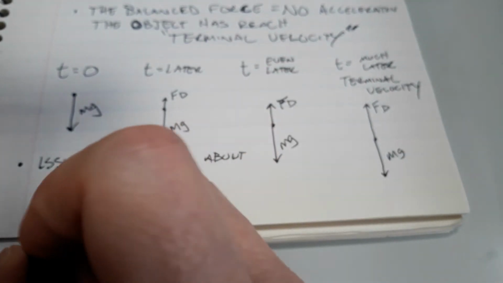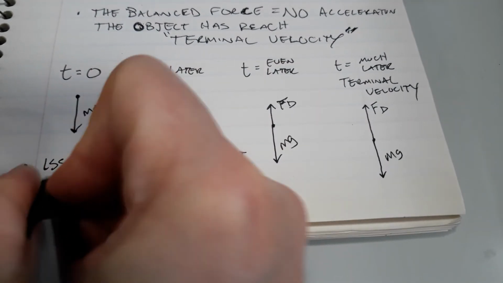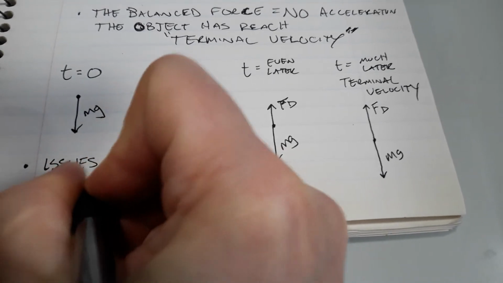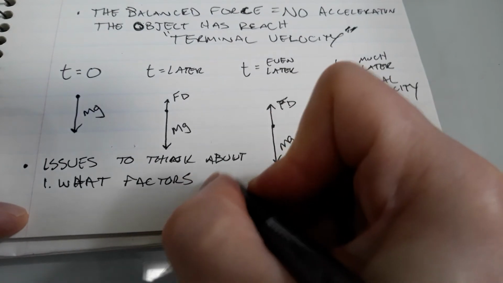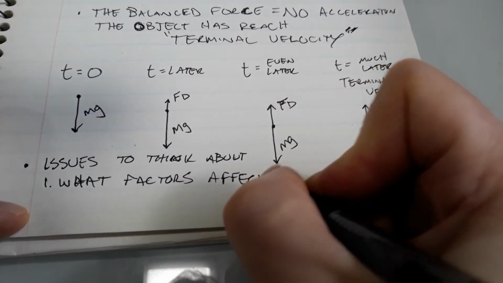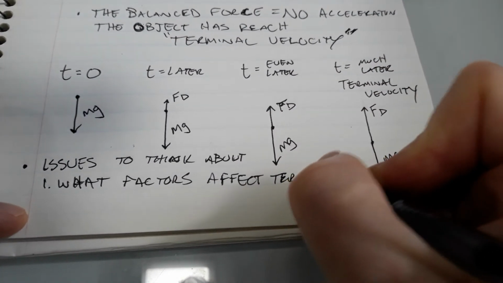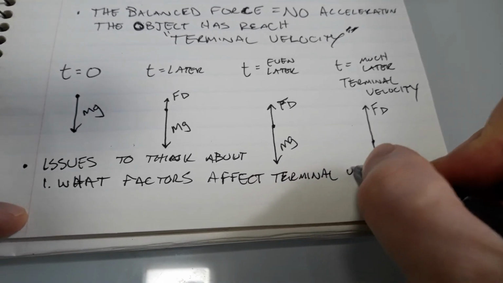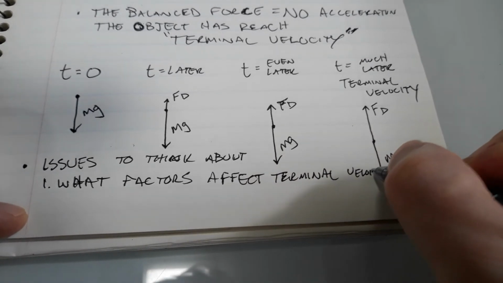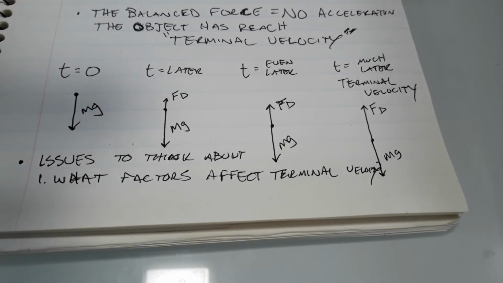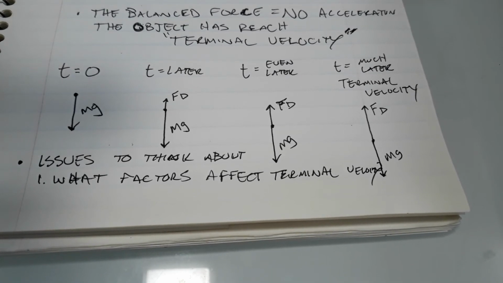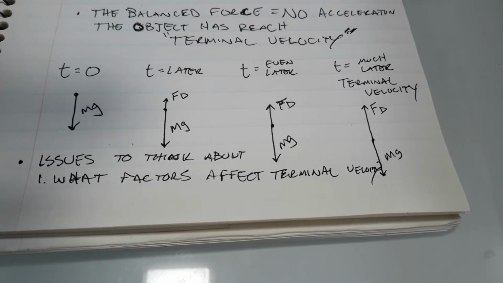So one of the things that would be worthwhile for us to think about would be, what factors affect terminal velocity? It's not quite enough room there. Put a question mark in there. What factors affect terminal velocity? So for example, having different masses. How does having a different mass affect it? What about your physical volume? Does the amount of space that you take up affect it?